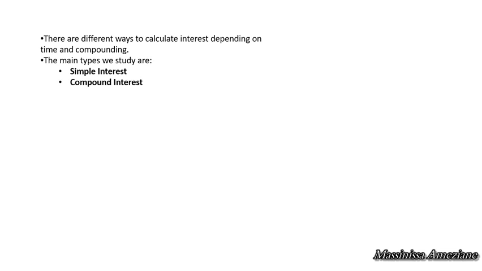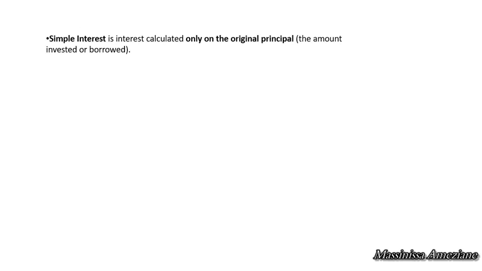The first concept we will see in financial mathematics is interest. Interest is the cost of borrowing money or the reward for lending money. We have different ways to calculate interest depending on time and compounding, and the main types that we will see in this course are simple interest and compound interest. We will start with simple interest.